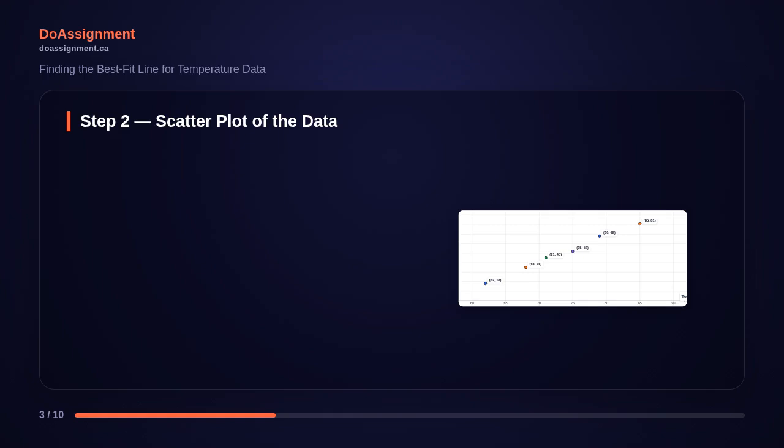Here's the scatter plot. Temperature runs along the horizontal axis from 58 to 92 degrees, and sales run along the vertical axis from 0 to 95. The 6 data points rise steadily from left to right, which confirms the positive linear relationship we noticed.